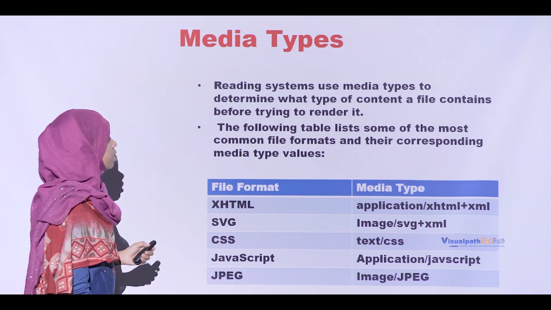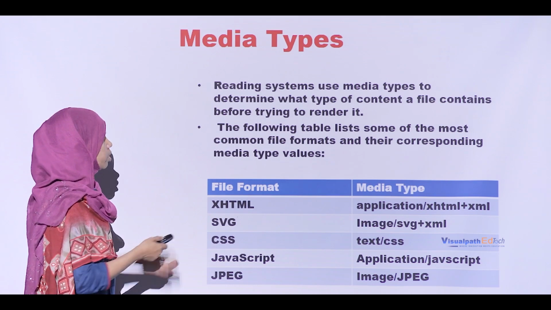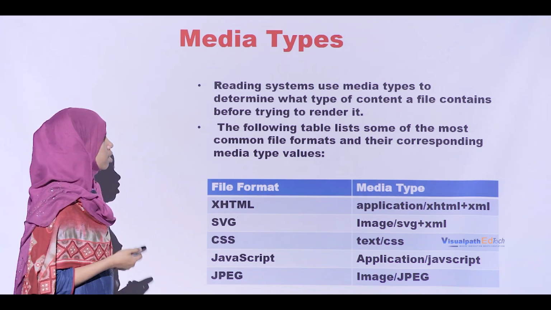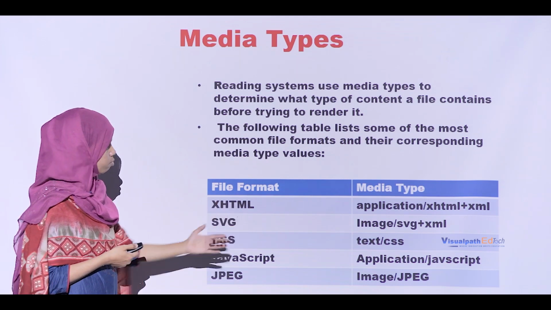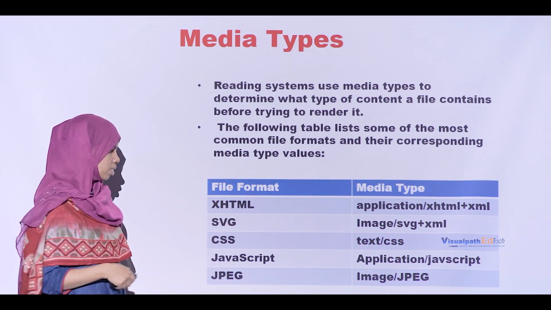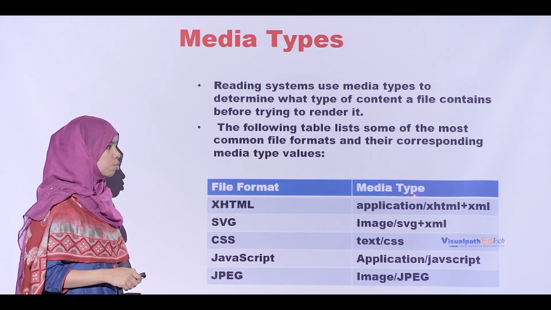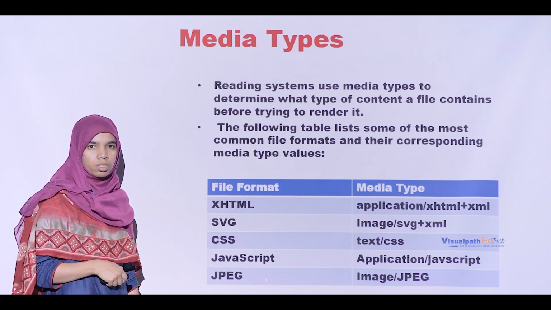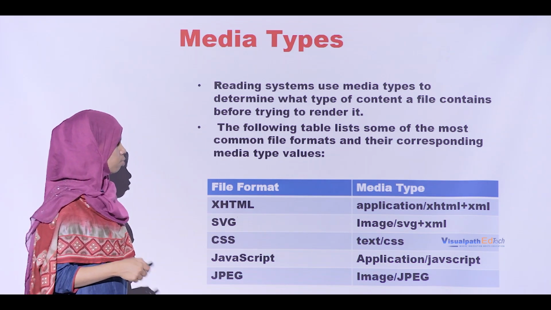Now coming to the media types. Reading systems use media types to determine what type of content a file contains before trying to render it. For example, these are the media types of files. Take JPEG, a common example, for images. The type of media we are using here is image. It can go with the file format JPEG, JPG. So those are the formats of it.